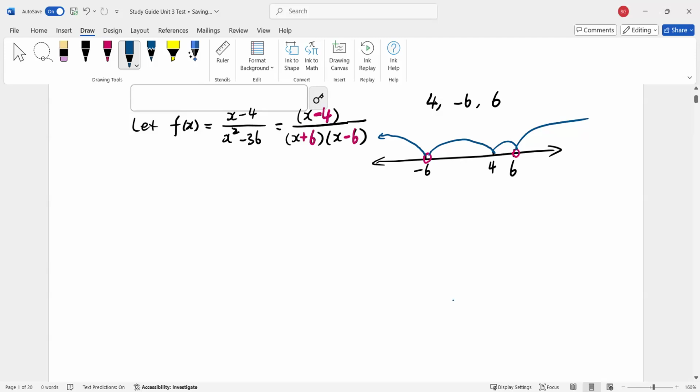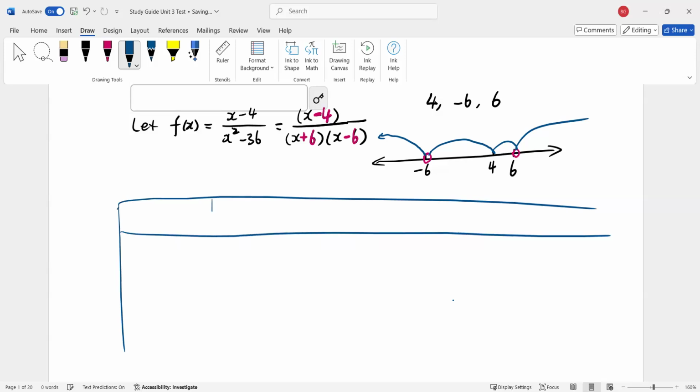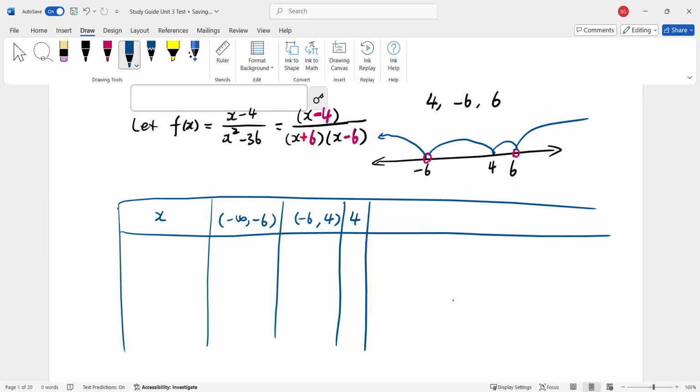We use the sign chart method to solve the inequality. In the first row, we have the domain divided into 4 parts: negative infinity to negative 6, open; from negative 6 to positive 4, open; here 4 is a 0 of the rational function; then from 4 to 6, open; and from 6 to positive infinity, open. So 4 intervals and a 0. And that's the domain.